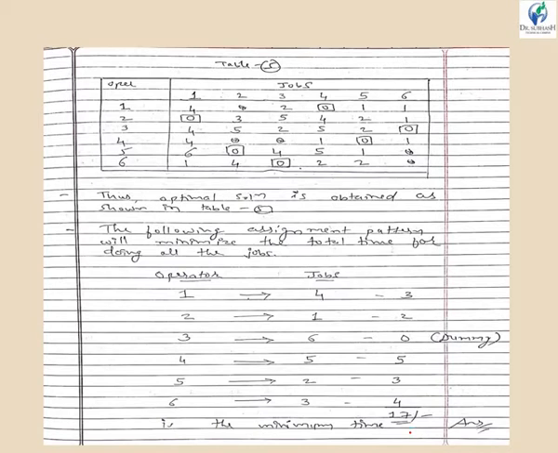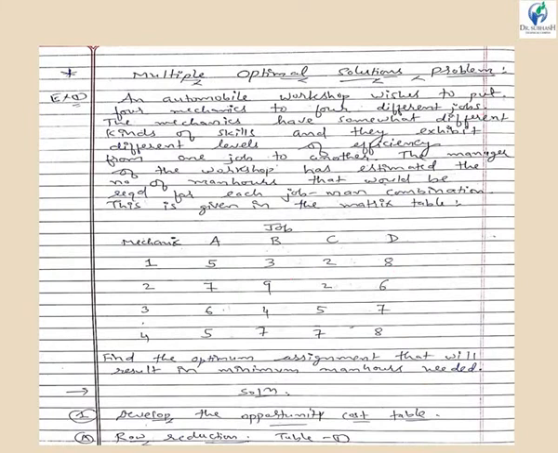Moving to another special case, the multiple optimal solution problem. So this is a special case of an assignment problem. This is the data that is given to you, and in this particular problem you will have multiple solutions for the given problem, which we will see in the coming slides.